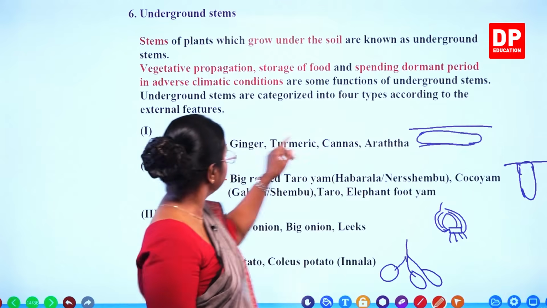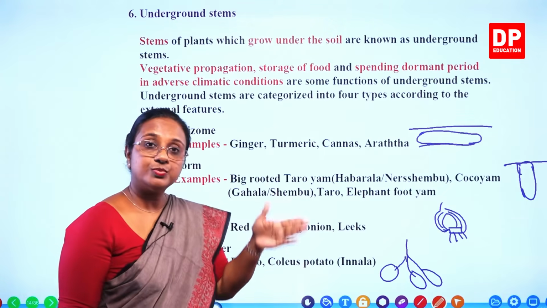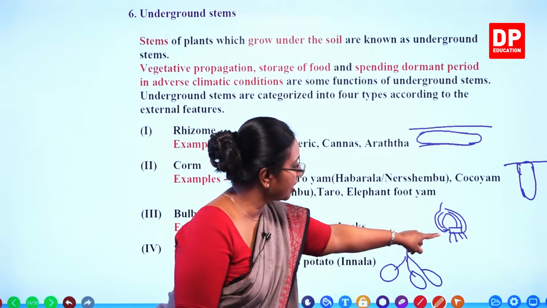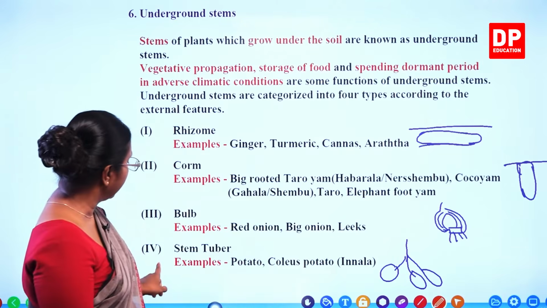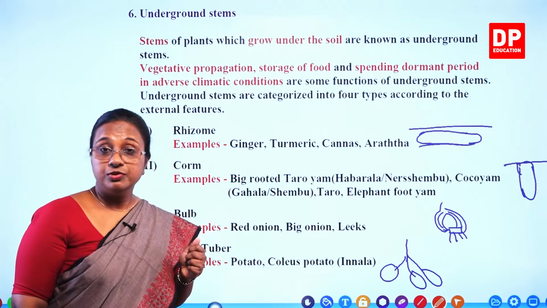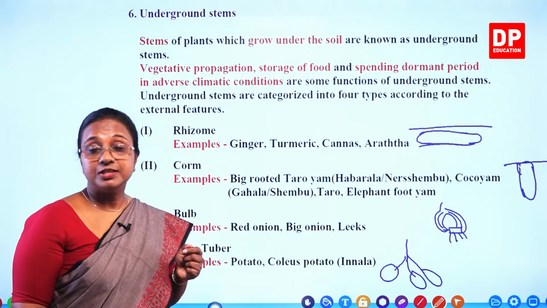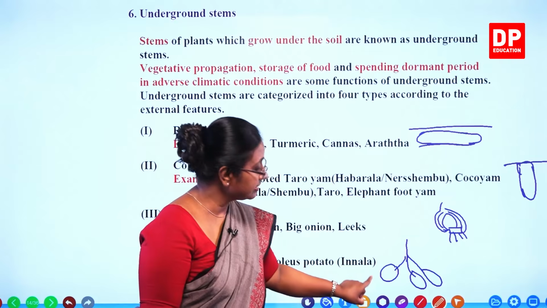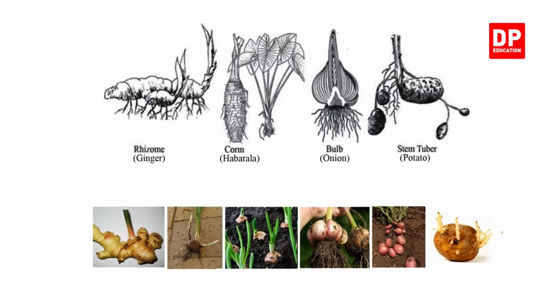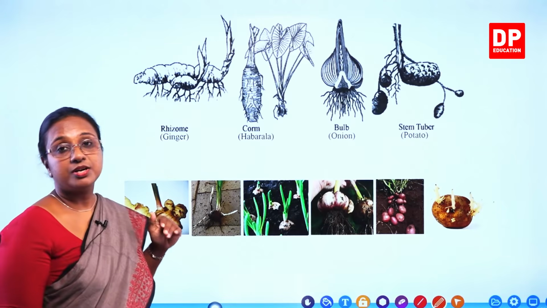Grows horizontally is rhizome. Grows vertically is corm. Then we have the bulb, the structure with the scaly leaves, and stem tuber, branching of stem, and the food storage at the end of the stem. So that is stem tuber. Now we will look at the diagrams. Here you can see, as I told you, ginger is an example of rhizome. Can you see here? It grows horizontally to the soil.